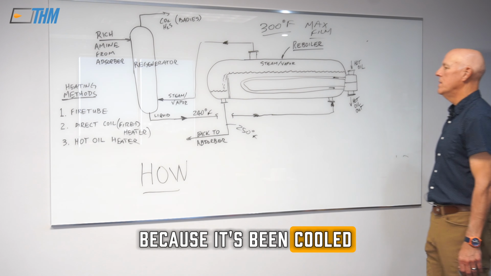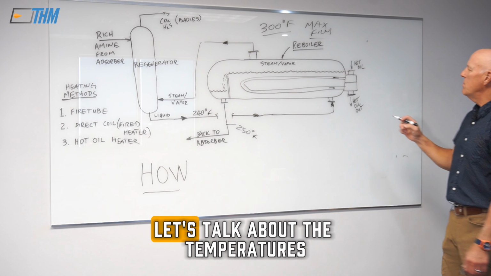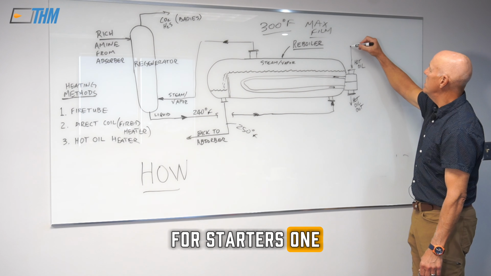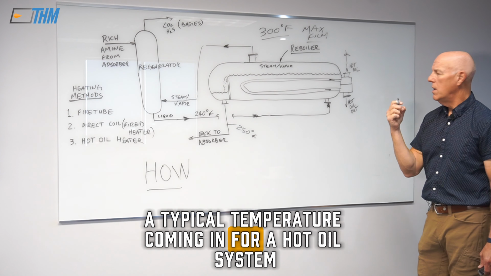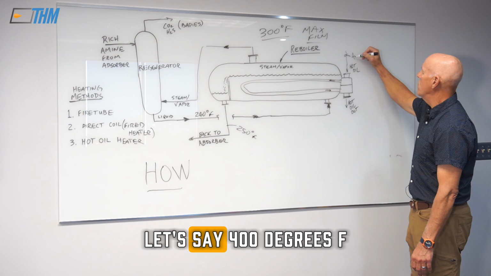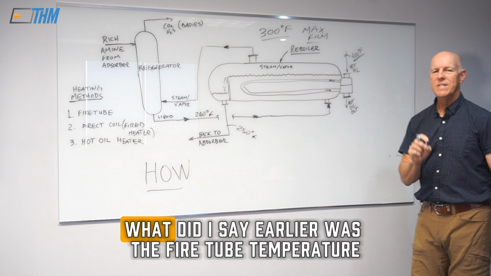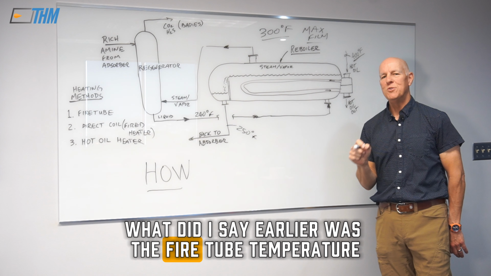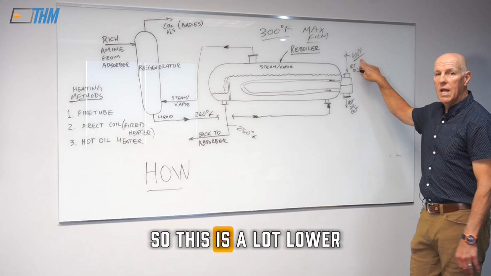Because it's been cooled. So why do I like this? Well, let's talk about the temperatures for starters. One, a typical temperature coming in for a hot oil system is about, let's say, 400 degrees F. What did I say earlier was the fire tube temperature? I said it was around 550 in that range. So this is a lot lower.